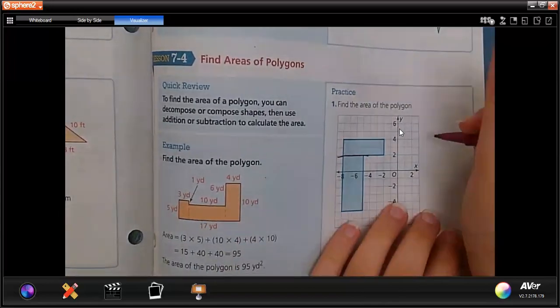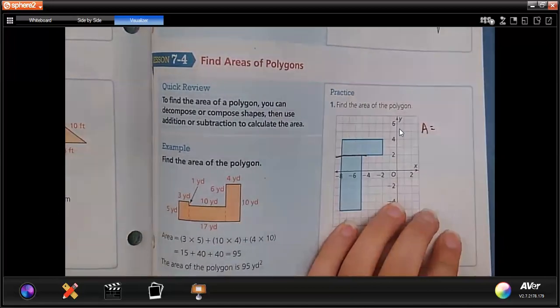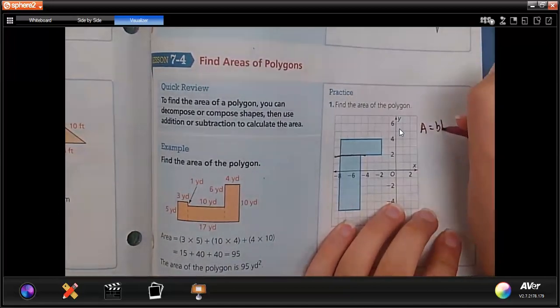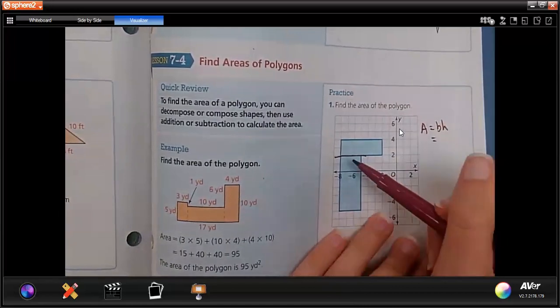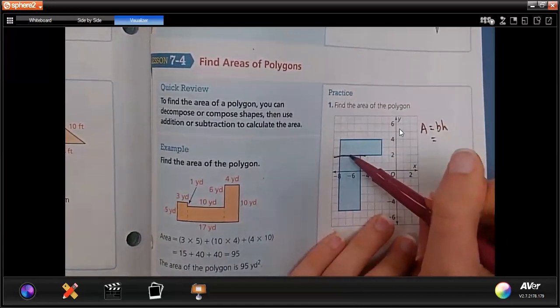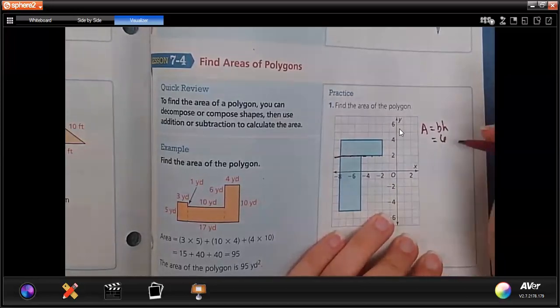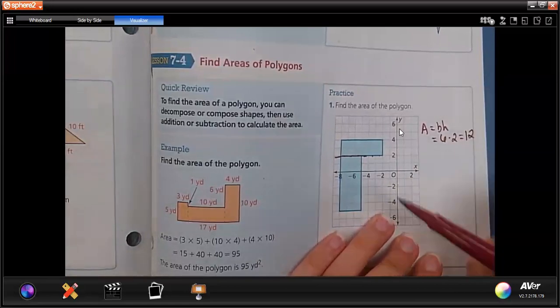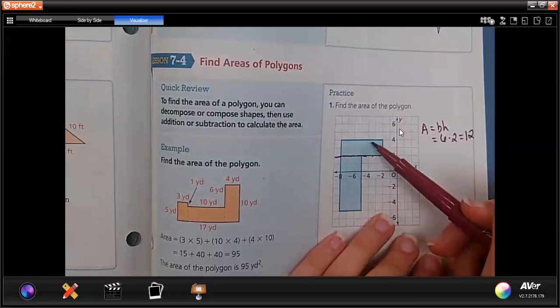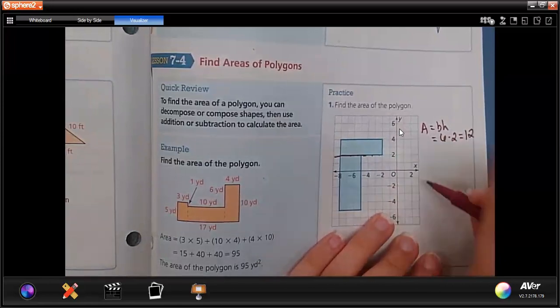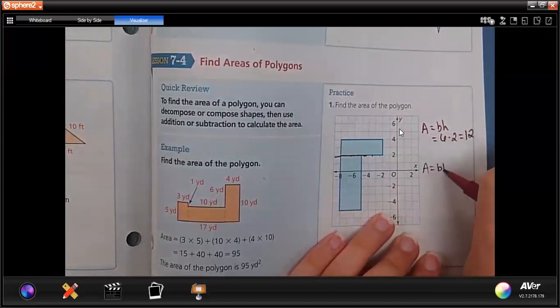So let's start with the top one. So again, for rectangles, we can do base times height or length times width. So my base here is going to be 1, 2, 3, 4, 5, 6, and then I have a height of 2. So 6 times 2 is going to get me 12, or I could count that I had 12 units inside here. All right, for the bottom one, do the same thing.